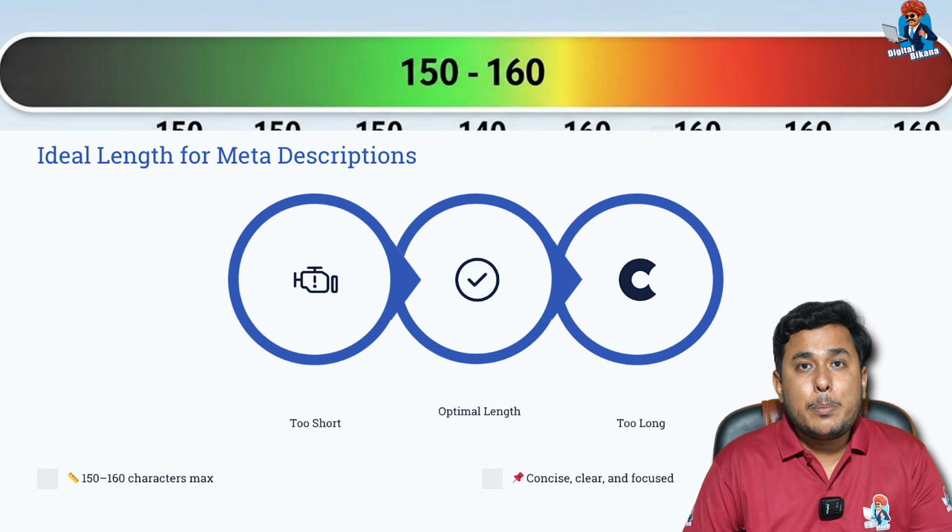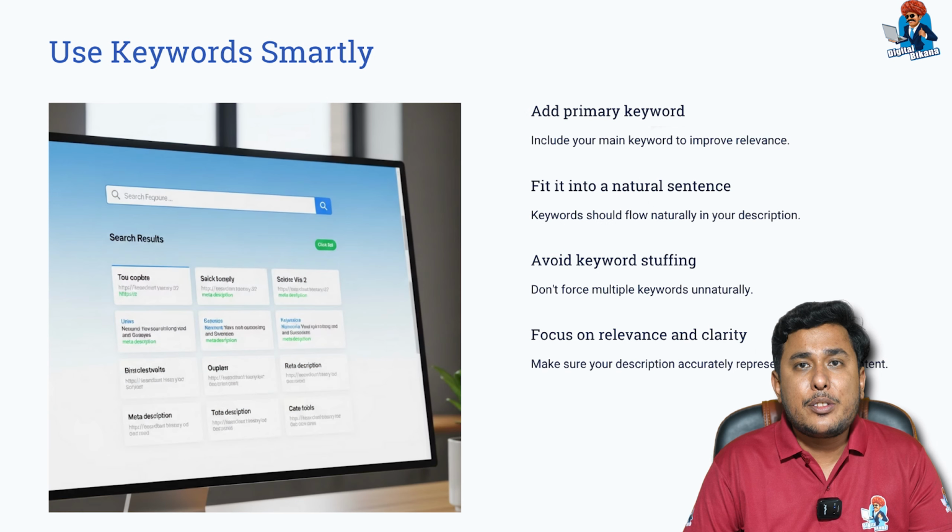Keep your meta description between 150 to 160 characters. This ensures your message is fully visible on both desktop and mobile devices. Including your focus keyword naturally in the meta description helps users immediately know the content is relevant. Google often bolds matching keywords in SERPs, which can catch attention.